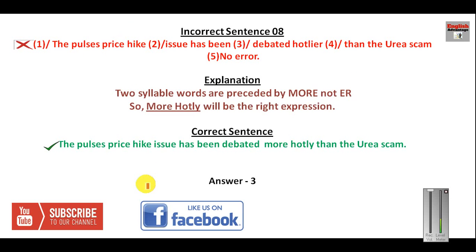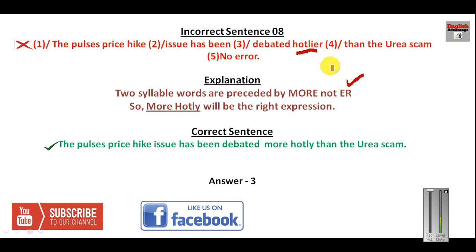Let us see the next sentence. The pulses price hike issue has been debated hotlier, just see here, hotlier than the urea scam. This "er" is used in single syllable adjectives like hot, fast, slow. But when you say hotly, this word has 2 syllables, one is hot and the second is ly.